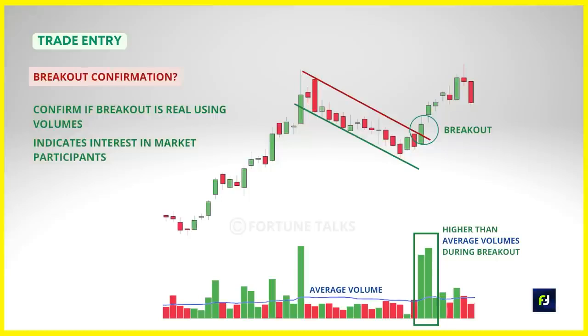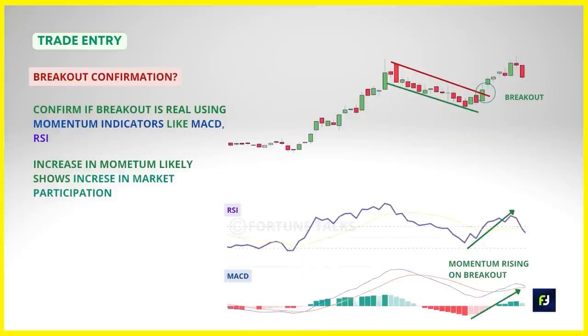A higher than average volume can validate a breakout most of the time, as it shows the interest of the market participants. Low volume breakouts are most likely to fail. Using momentum indicators like MACD and RSI can also help you identify a true breakout. I have already made videos on all these topics, so if you want, you can check them out.